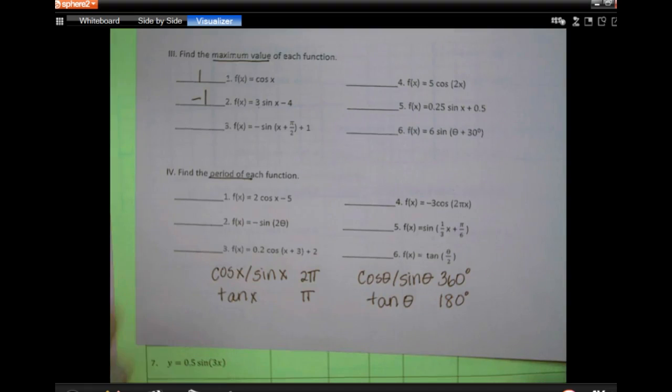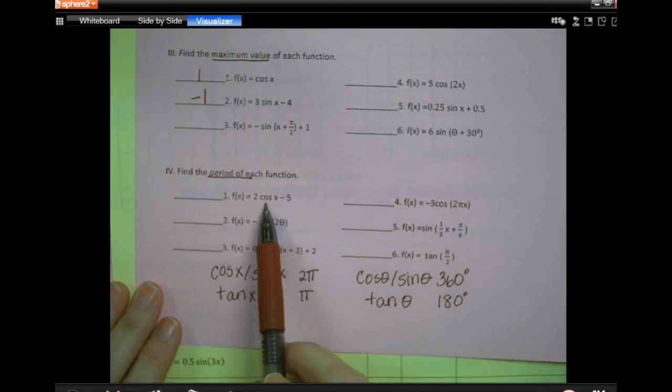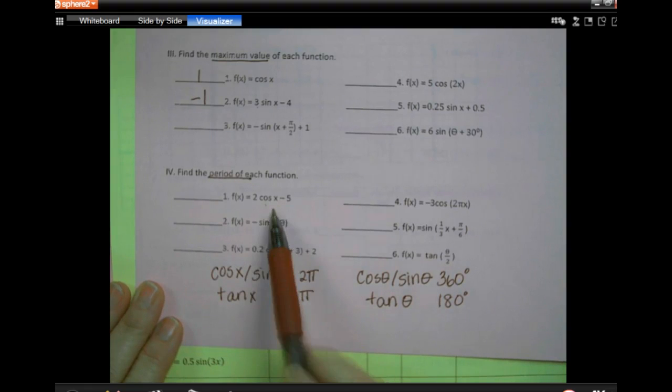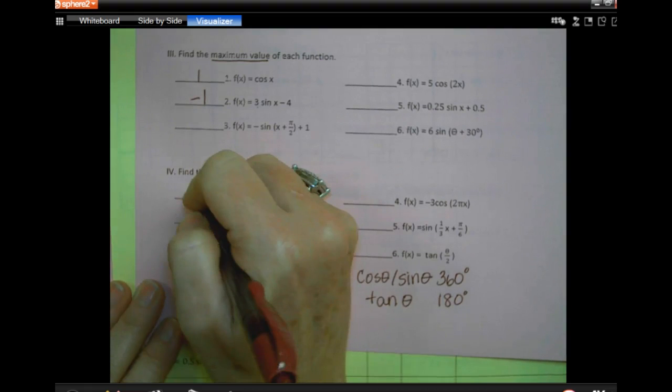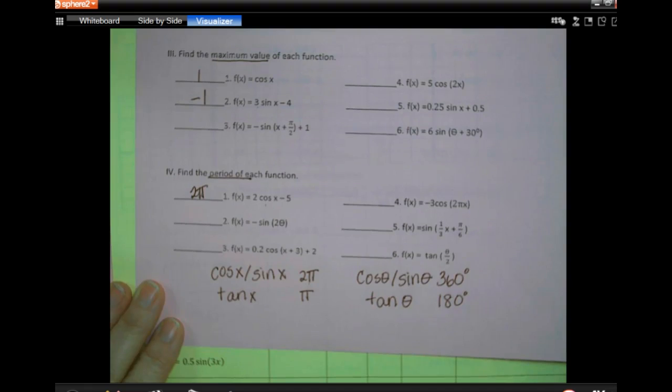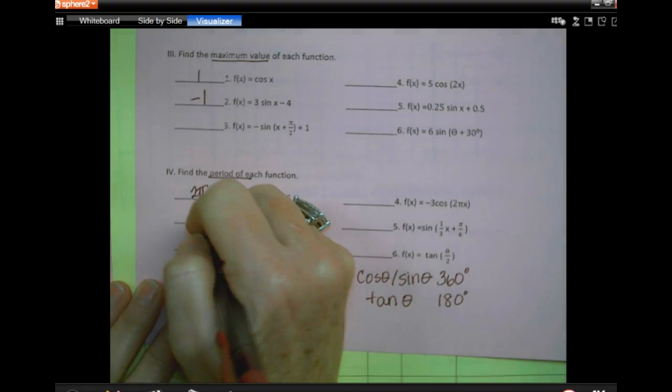So, to find the period, I take one of these and divide by the number in front of x every time. So, the first one is cosine. It's an x, so I use 2 pi. What's the number in front of x? So, it's 2 pi. So this is theta, so I'm using 360. I'm going to divide by the number in front of theta, which is 2, so I get 180.